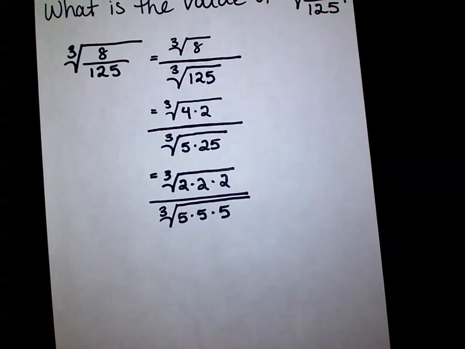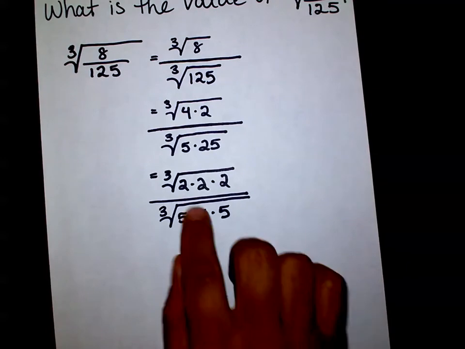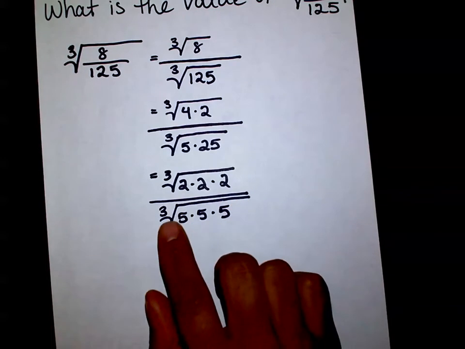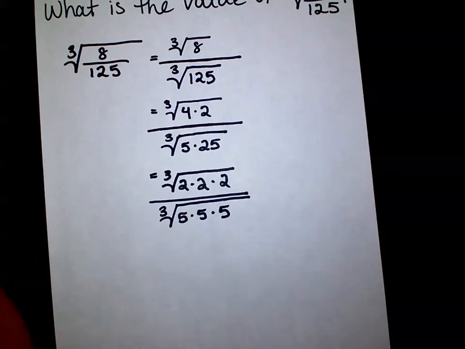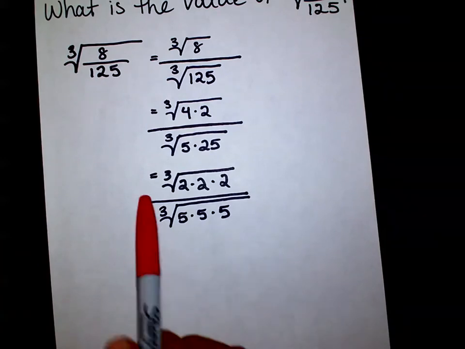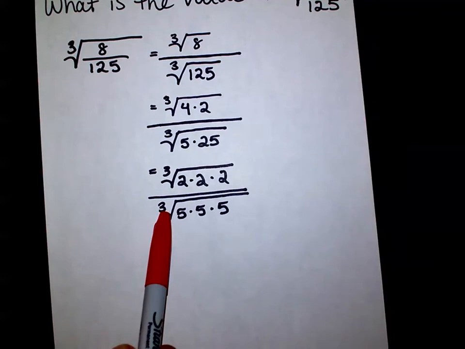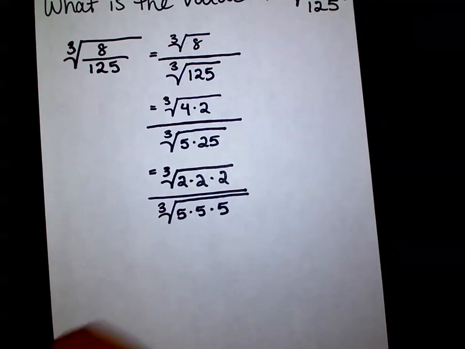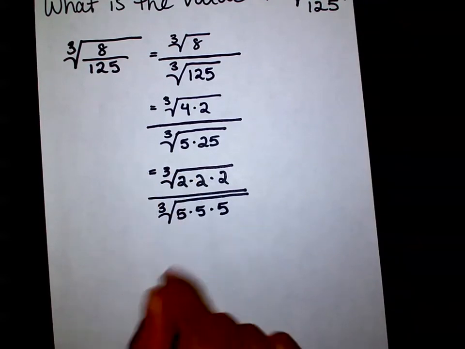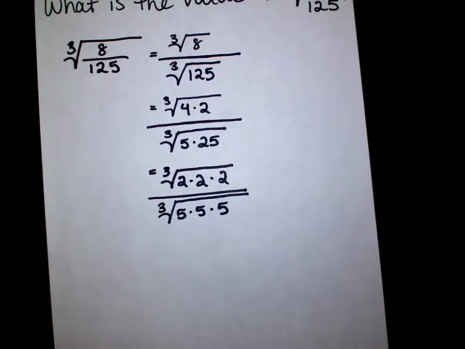Now on the top I have the cube root of 2 times 2 times 2, and on the bottom I have the cube root of 5 times 5 times 5. As I emphasized earlier, cube root means for every 3 numbers that we have alike, we're going to circle and pull out 1. So that's what I'm about to do now.